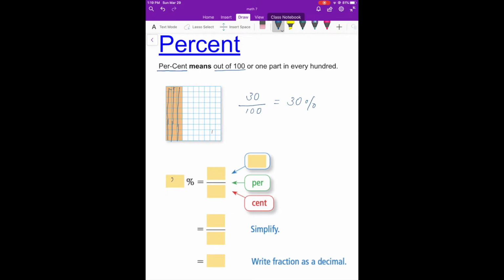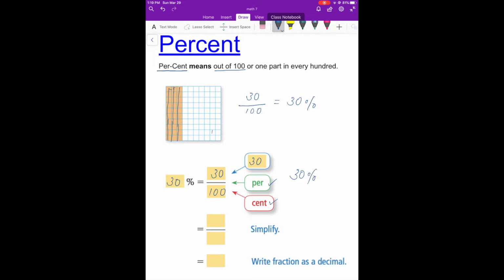So I can write here 30%, and that means 30 over 100, and you say it is 30 percent. That is the symbol we use for percent.